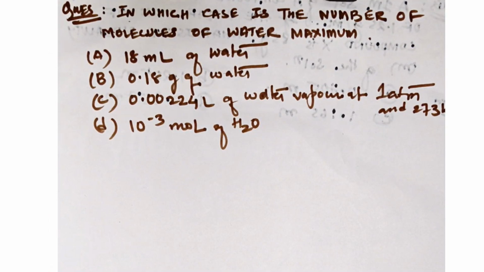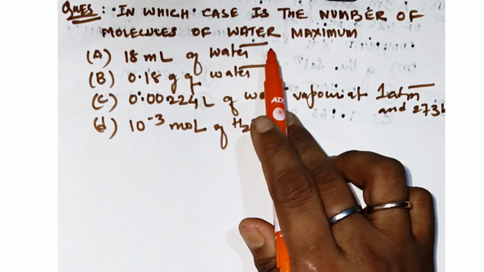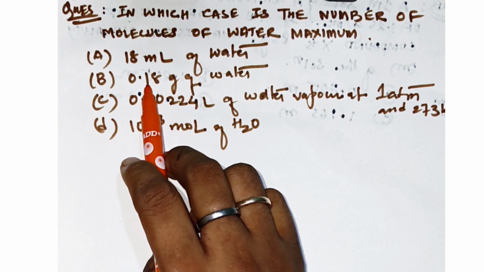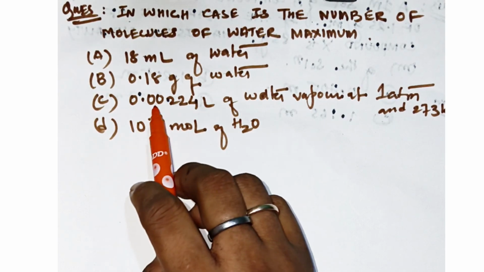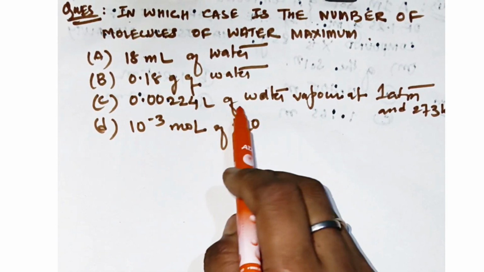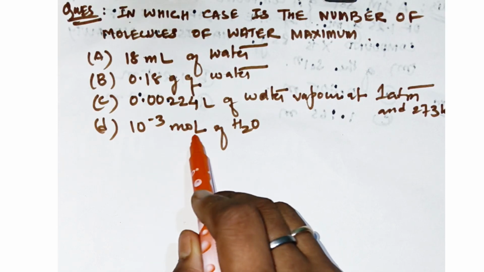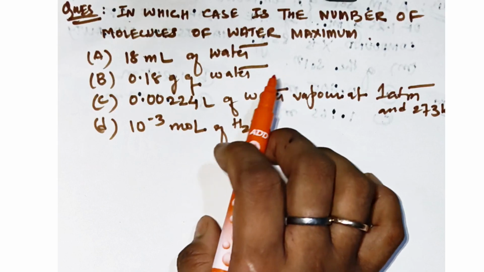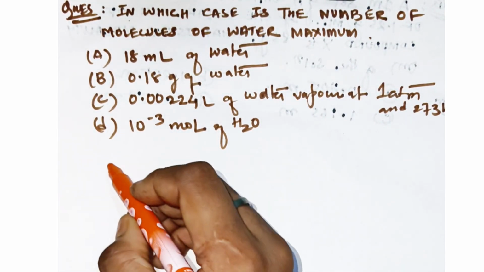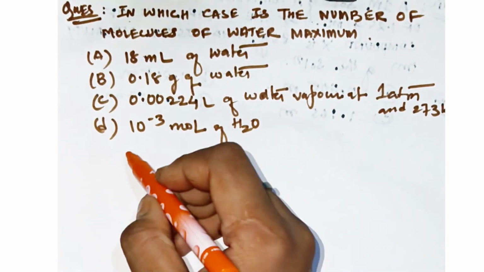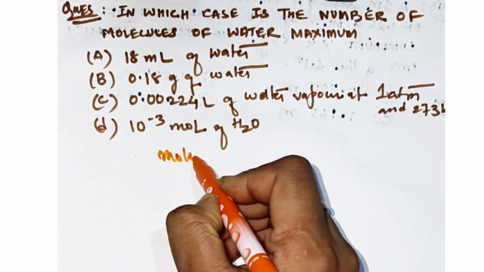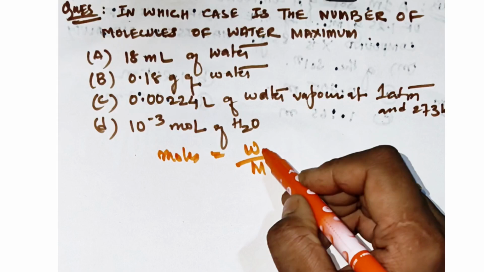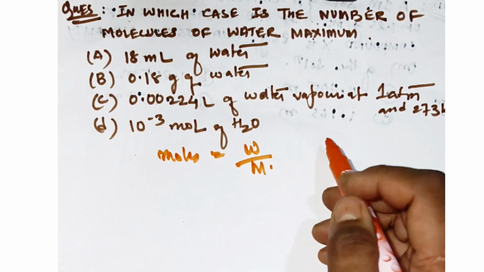So the next question is, in which case is the number of molecules of water maximum? It's 18 milliliter of water, 0.18 grams of water, or some liters of water vapor, or 10 to the power minus 3 moles of water. You have to find in which one the maximum number of molecules will be present. Okay, so what is the formula of moles? Moles is weight divided by molar mass.